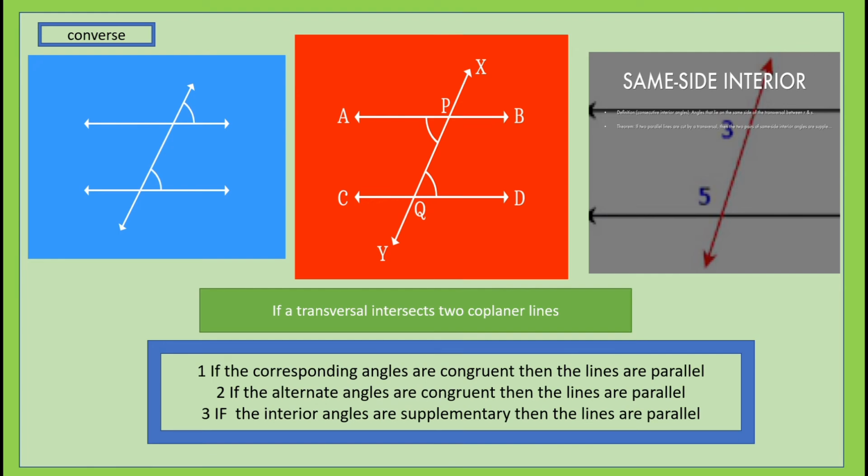And the second part is if the alternate angles are congruent, then the lines are parallel.